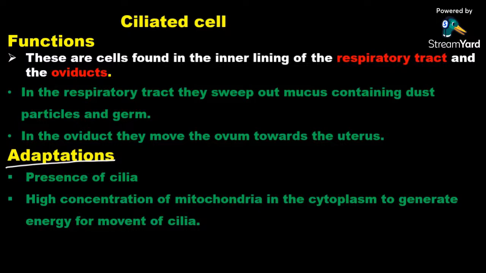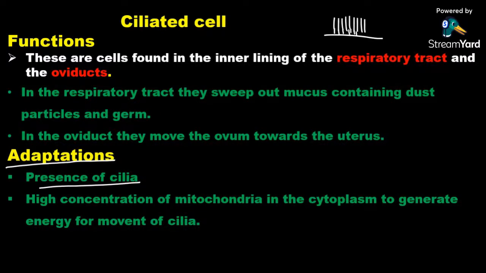So one of the special features that enable them to sweep out mucus containing dust particles and germs, as well as to move the ovum toward the uterus, is that they have cilia. Like we said, cilia are cytoplasmic extensions on top. These beat in a wave-like motion, sweeping out dust particles. Then we can talk of a high concentration of mitochondria in the cytoplasm. You already know that mitochondria generate energy.